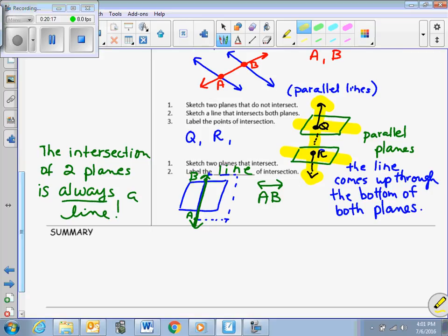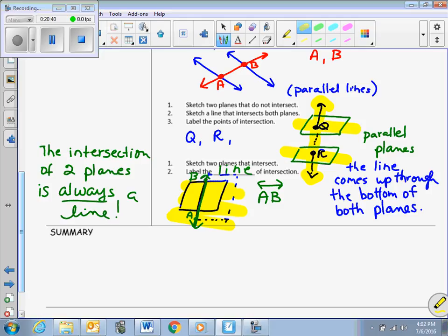And then finally it says sketch two planes that do intersect, and here is my drawing of that. Not a great drawing. Your textbook has a lot better drawings of intersecting planes. I'm not too good with that. But anyway, the dashed one and the not dashed one, the blue planes, are supposed to be my intersecting planes. And it says label the line of intersection.